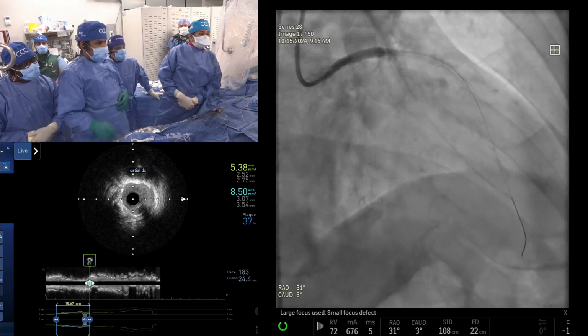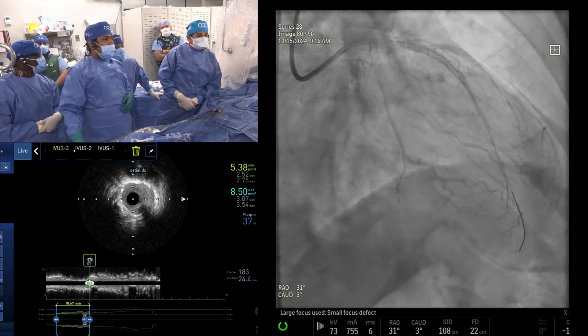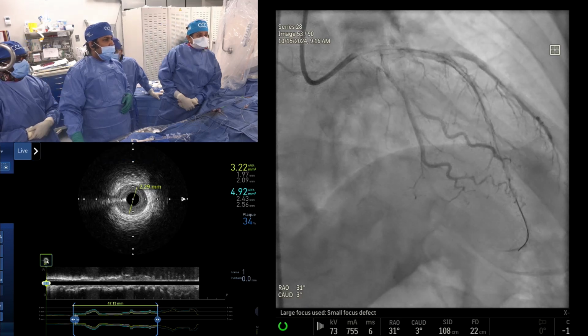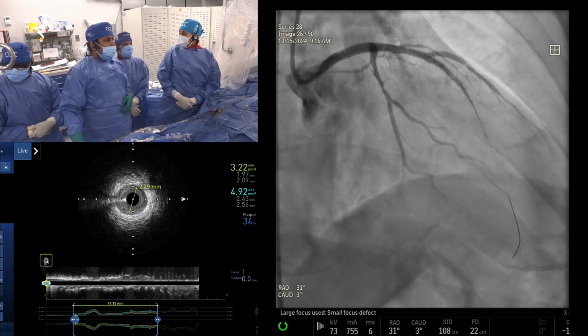So what makes you think of a drug coated? No, I would say the other way around. With this much dissection, I think put another short stent there. 23 millimeters, so I would put a 28. Distally 2.5. Yeah, 2.5, 2 to 5. Yeah, because the distal vessel is 2.5.